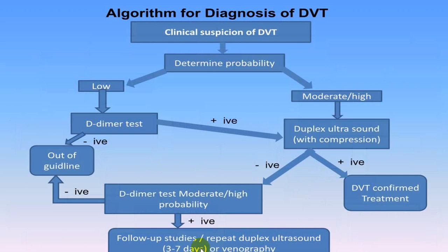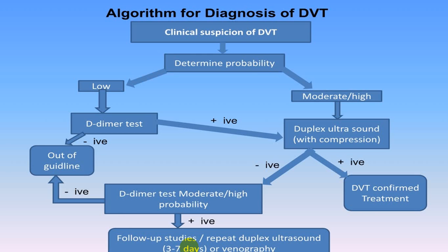So clinical suspicion: if it is low, go for a D-dimer study. If it is high, go for a duplex ultrasound. Positive, start treatment. Negative, you can go for a D-dimer test and again repeat the duplex.